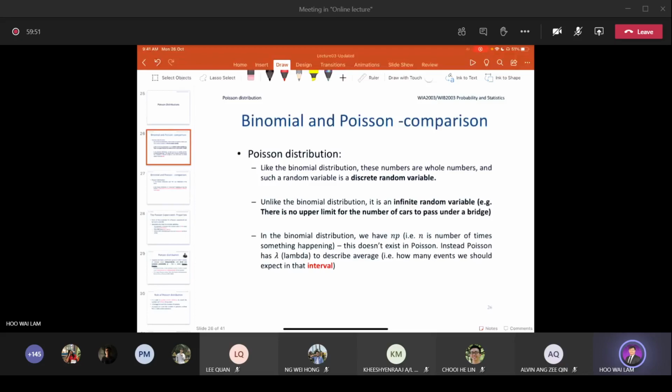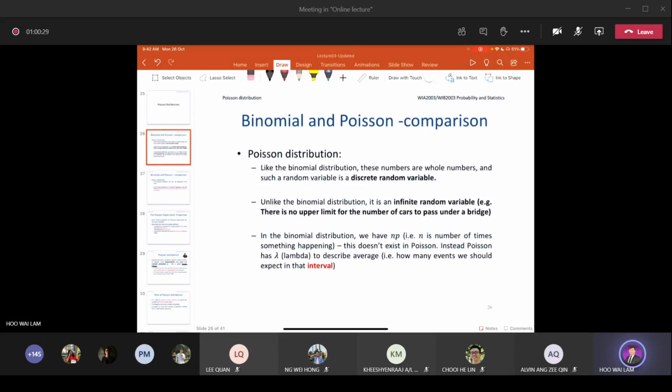Okay, we move on to Poisson distributions. Like the binomial distributions, these numbers are whole numbers, and such a random variable is a discrete random variable. So in Poisson, it is almost the same as binomial. You are still getting integer-like values as your discrete random variable. Unlike the binomial distribution, what's the difference over here? It's an infinite random variable where there's no upper limit.